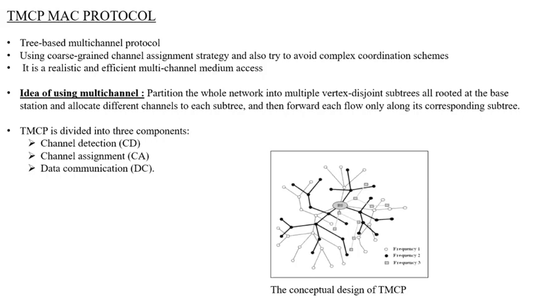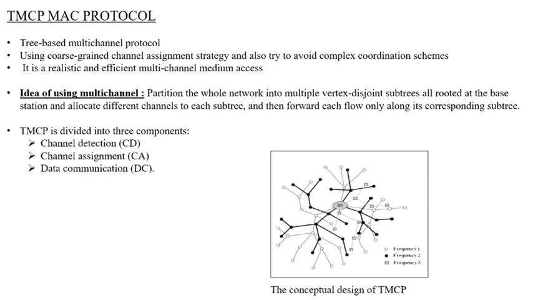TMCP is divided into three components: channel detection, channel assignment, and data communication. The channel detection module finds available orthogonal channels that can be used in the current environment. The channel assignment module partitions the whole network into subtrees and assigns one unique channel to each subtree. This is a crucial part of TMCP. The goal of partitioning is to decrease potential interference as much as possible.